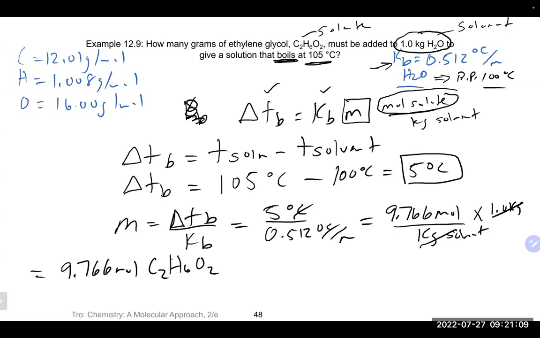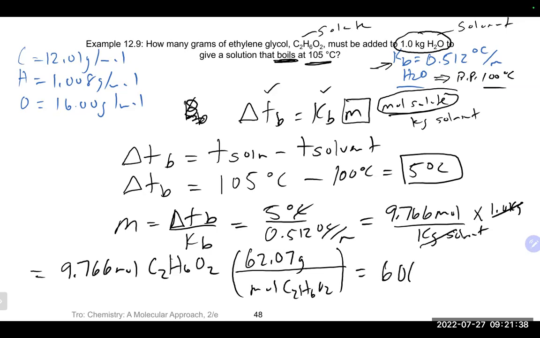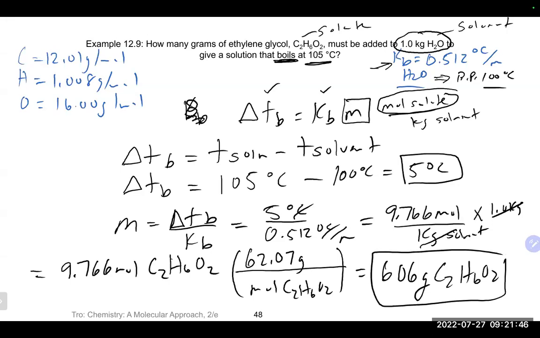Last to do here is to convert it into grams by using the molar mass of that compound. So that is 2 carbons at 12.01 plus 6 hydrogens at 1.008 plus a couple of oxygens at 16. Looks like it is 62.07 grams per mole times 9.766, about 606 grams of C2H6O2 would be necessary to do that.